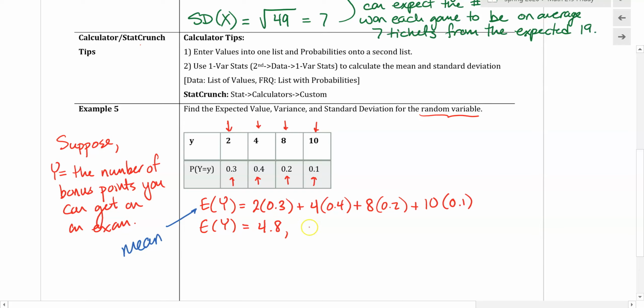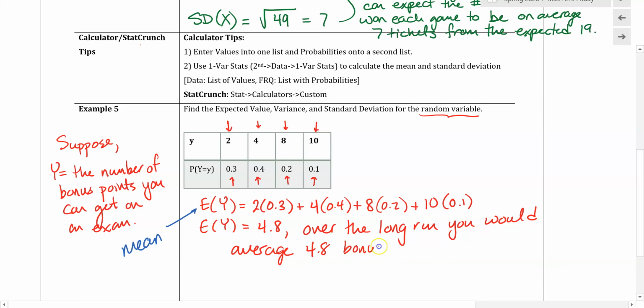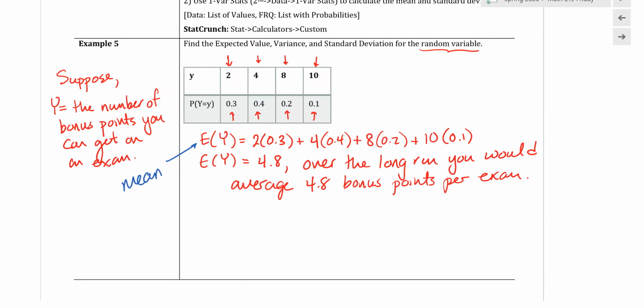Okay, so maybe we could say over the long run, you would average 4.8 bonus points per exam. Okay. They also ask us to find the variance and standard deviation.